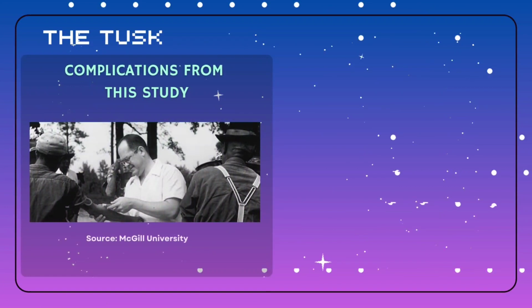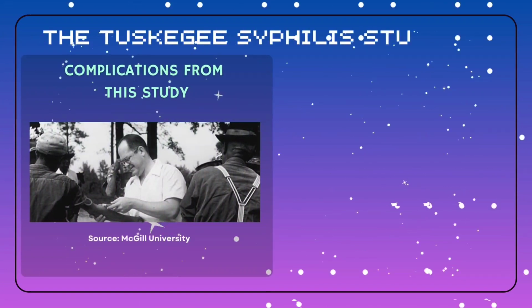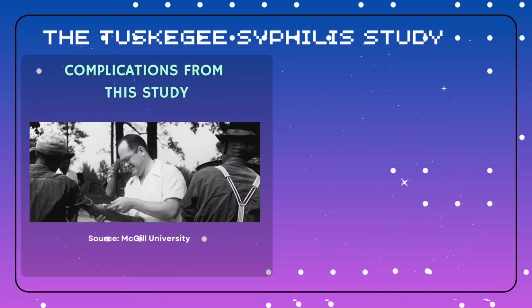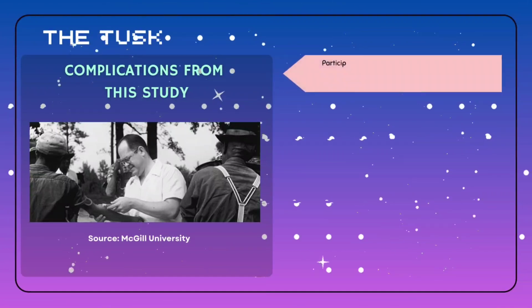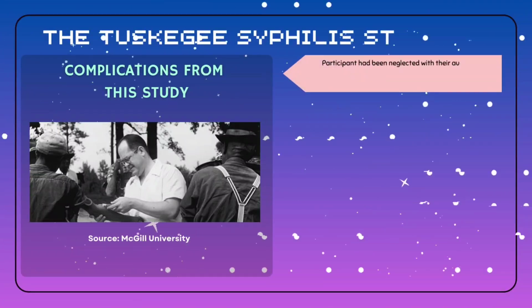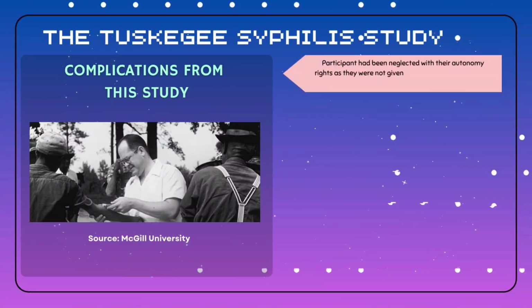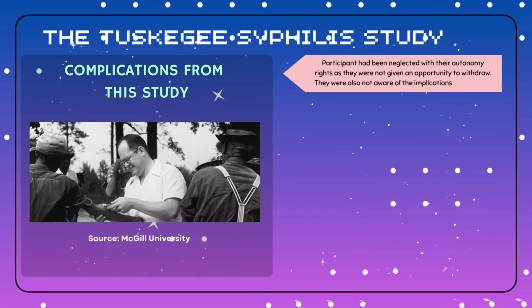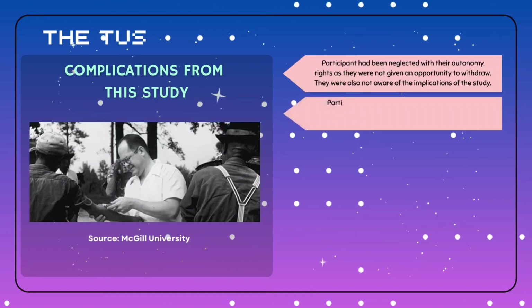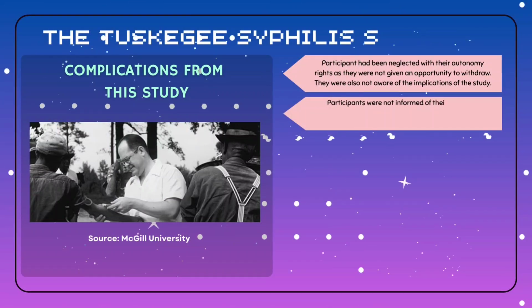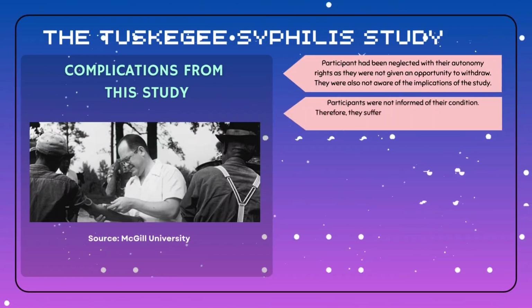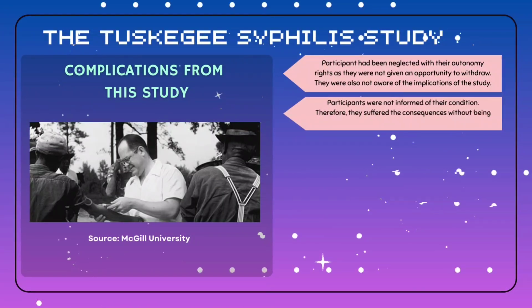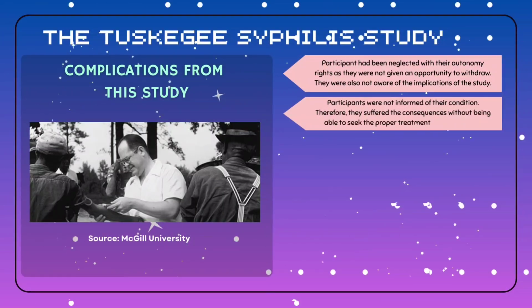However, the study caused a lot of complications for the participants. This includes the neglect of the participants' autonomy rights, as they were not given an opportunity to withdraw themselves. They were also not aware of the implications of the study. Participants were also not informed of their condition. Therefore, they suffered the consequences without being able to seek proper treatment for their disease.